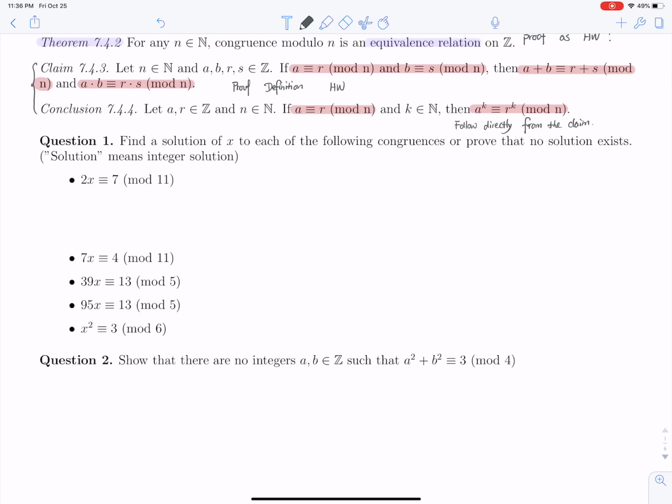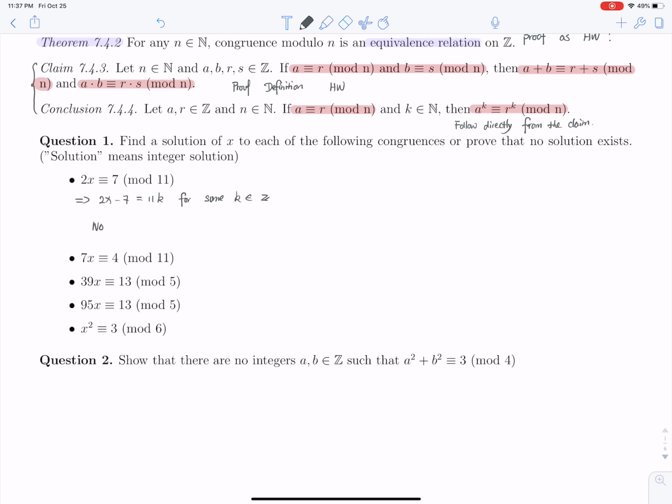So let's use our knowledge. Let's do the first question. Find the solution x to each of the following congruences or prove that no solution exists. And when we talk about solution here, we mean integer solution. So we know that 2x is congruent to 7 mod 11. This by definition means 2x minus 7 equals 11k for some k in integers.